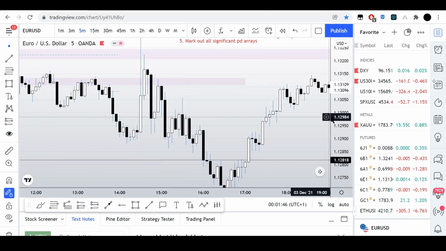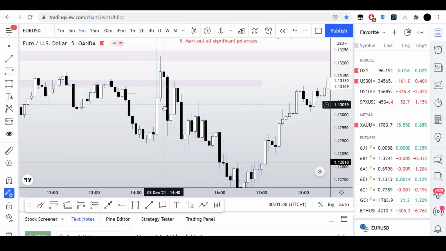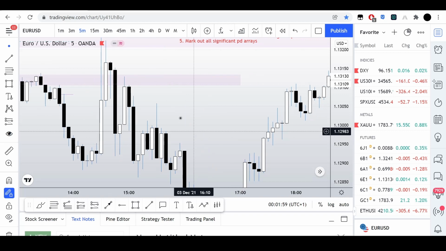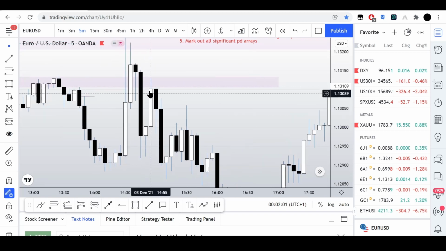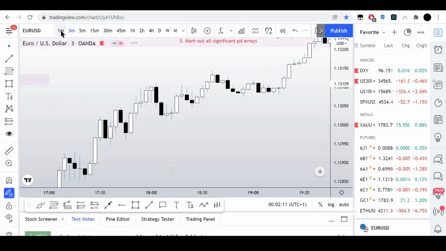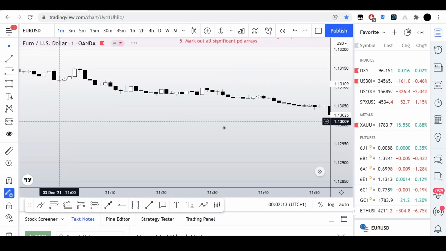Let me show you guys this. Price came in and broke down. This is the inefficiency right here. It created an up candle, broke down aggressively, and look where it came back to. It respected and came right back into this inefficiency with this bearish order block and broke down. Let's go to a smaller time frame and see how that looks.